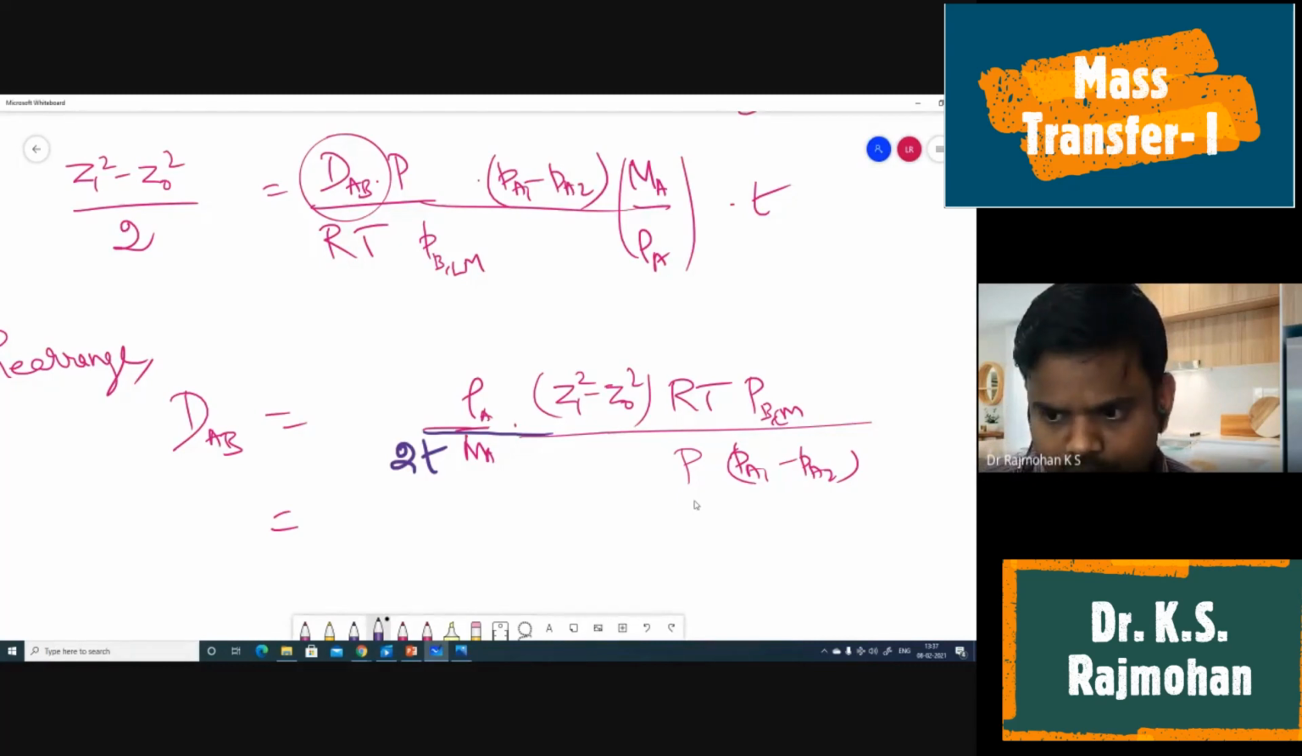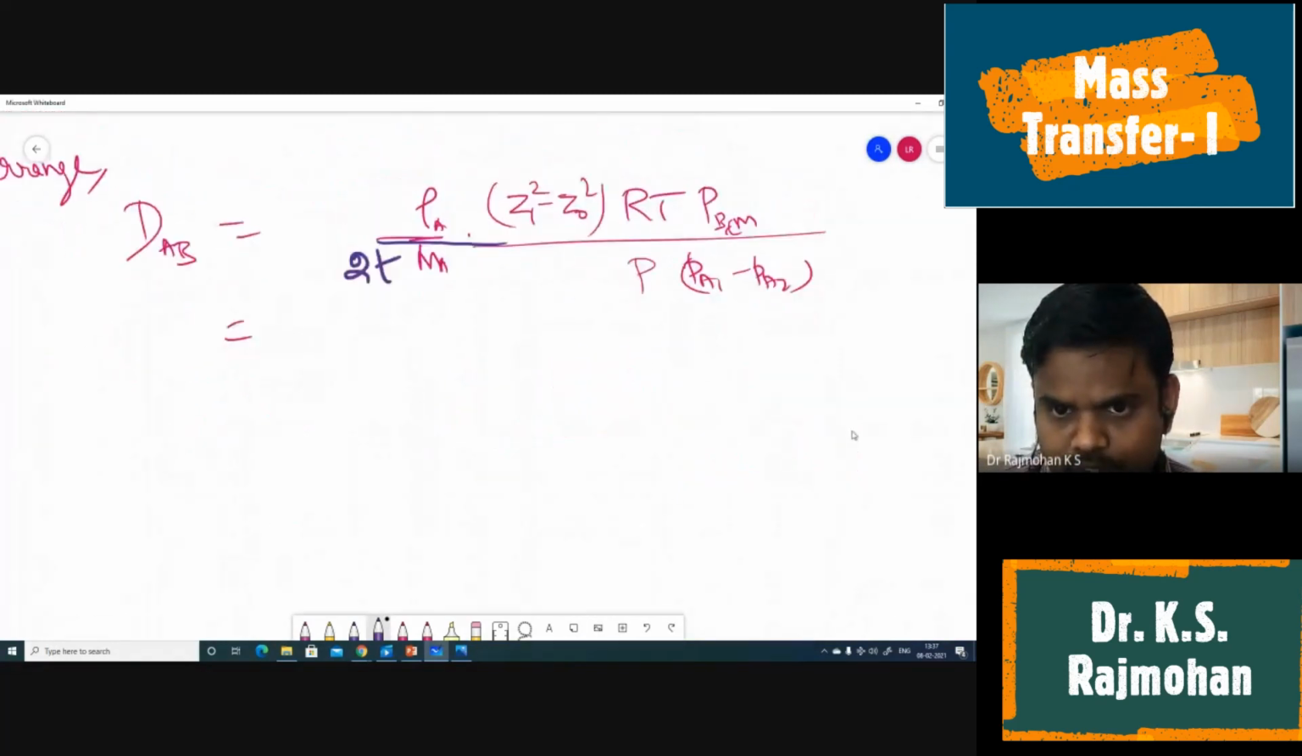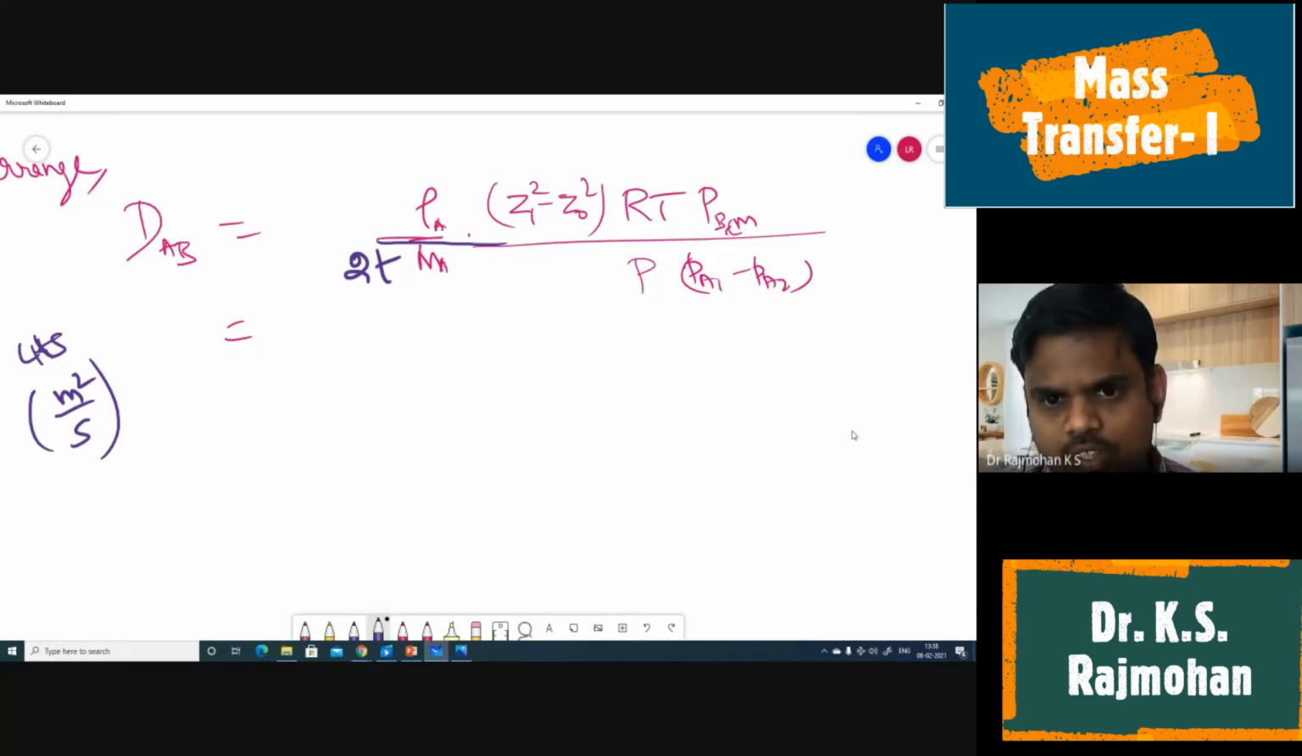All of you got this final expression? Yes, sir. Now I request you to check the unit tally. I want you to substitute the unit of each term on the right, because after derivation the verification is that I have to get meter square per second on the left hand side. Can you show the units of all the terms? Because this is asked in Viva. Show me that the unit of the DAB expression is meter square per second.